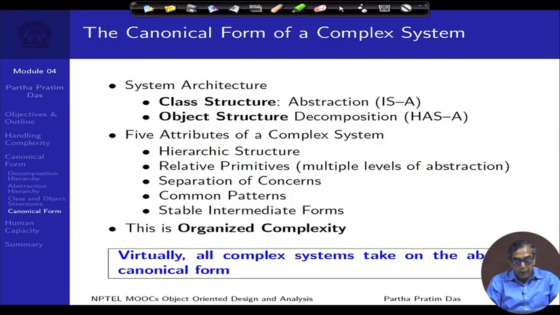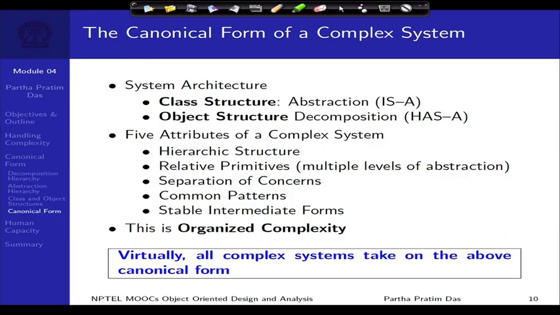So, with this, now we say the canonical form of a complex system, we can now describe that in terms of two major properties. One, what we say is a system architecture, that is the two orthogonal views of how does the class structure, how does the abstraction hierarchy look in that system, and what is the object structure, that is how does the decomposition hierarchy look in that system. And these two together is commonly referred to as the system architecture for the complex system.